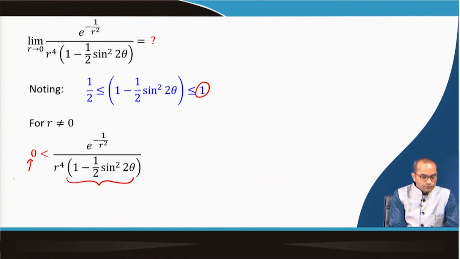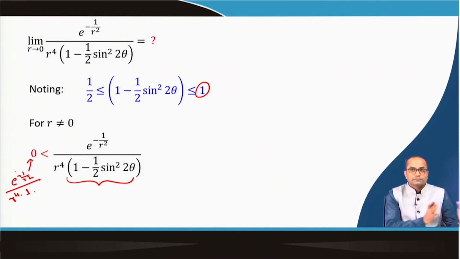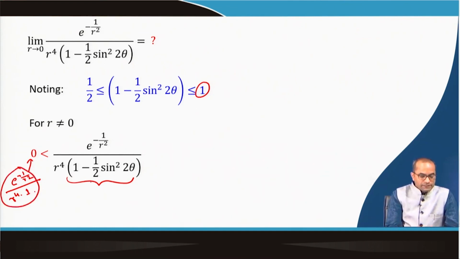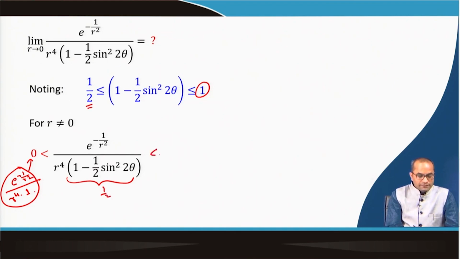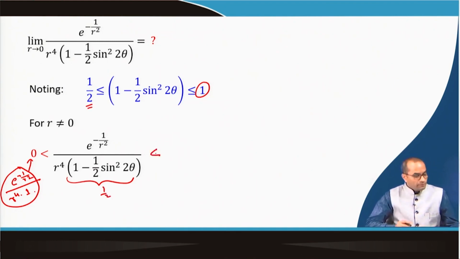So, we can also bound this by e power minus 1 over r square divided by r 4, and this is 1. If we take the maximum value here, so that will be the quantity here by replacing this 1 will be smaller than this quantity, and when we replace by the smaller value here, this half, then we can bound it on the upper side.